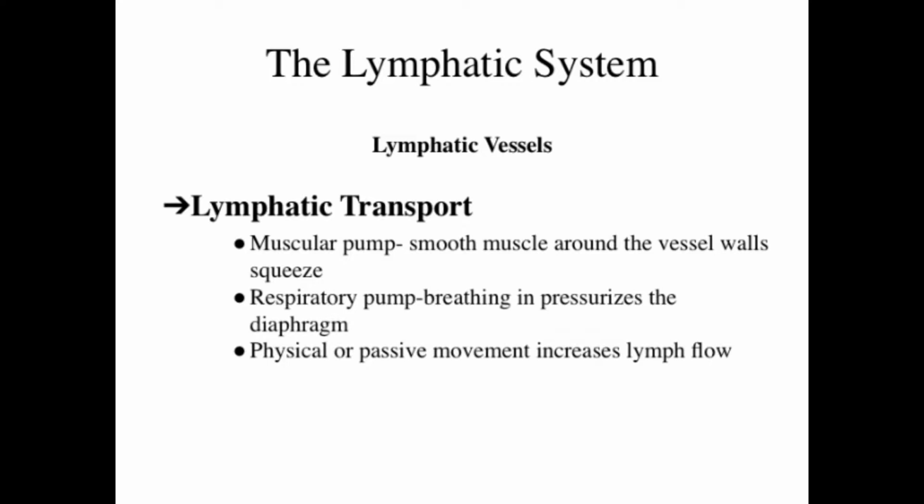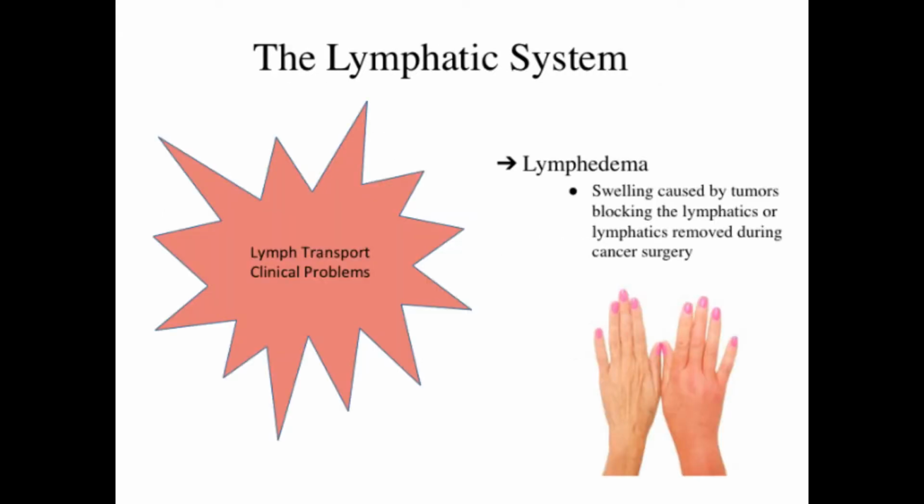Because the lymphatic system lacks an organ to pump lymph towards the heart, it relies on a muscular pump, made up of smooth muscle around the walls that squeeze the lymph vessel. As a respiratory pump, breathing pressurizes the diaphragm. Also, physical or passive movement increases the lymph flow. A clinical problem seen when lymph transport is interrupted is swelling, caused by tumors blocking the lymphatics or the lymphatics having been removed during cancer surgery.